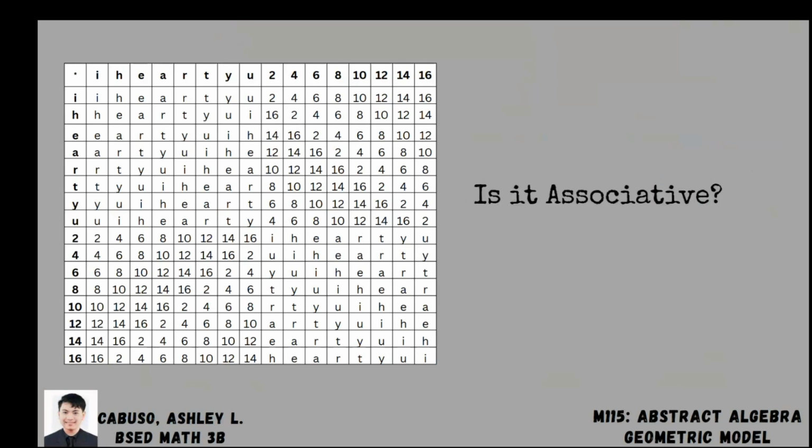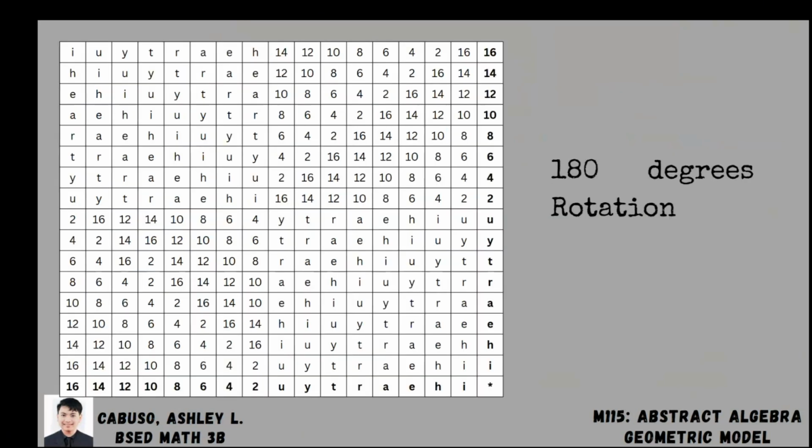Second condition, is it associative? So to confirm that the table of results of the geometric model is associative, we must flip it by 180 degrees. And then, by inserting and interchanging rows and columns, the resulting elements on the flip table can be arranged like on the original table of results of the geometric model.